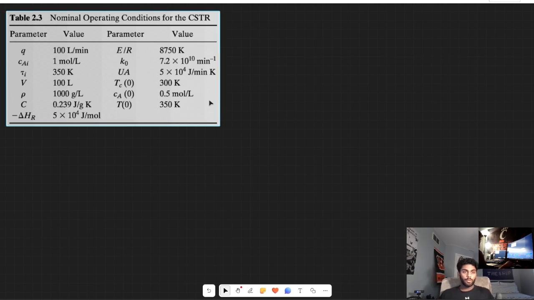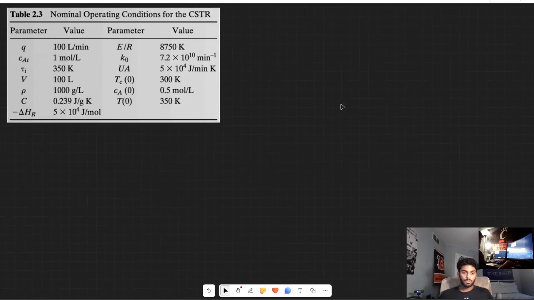So today we're going to be tackling a problem where we are given certain parameters for a CSTR. It's a continuously stirred tank reactor. And the problem is we have a jacketed CSTR. So let me sketch one out here real quick.